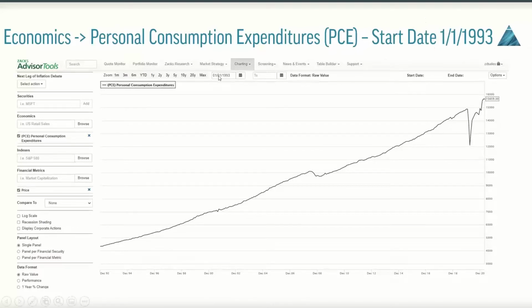I have a start date here. I just customized the start date, January 1st, 1993. And you can see I've got a single panel layout, and we're going to start by looking at data in raw format, although I never look at PCE type information in raw data format because it literally just looks like a positive slope line up. It is interesting to look at this particular series to take a look at the magnitude of the shutdown in terms of personal consumption expenditures during COVID.